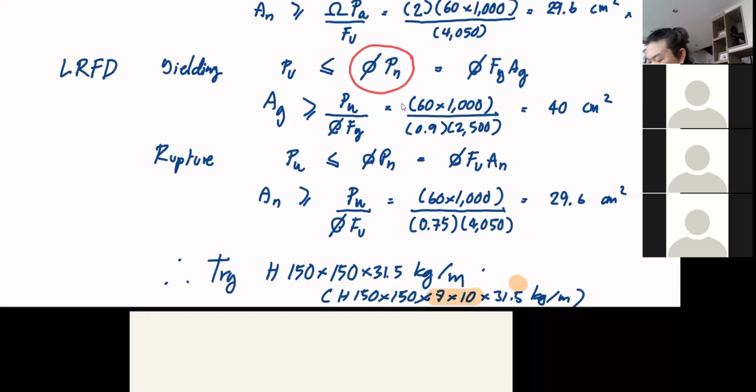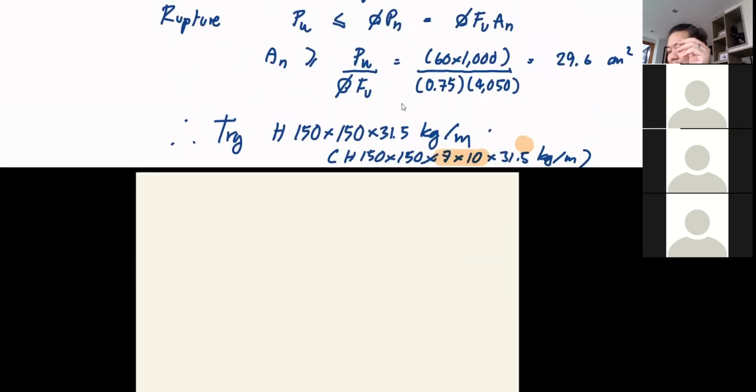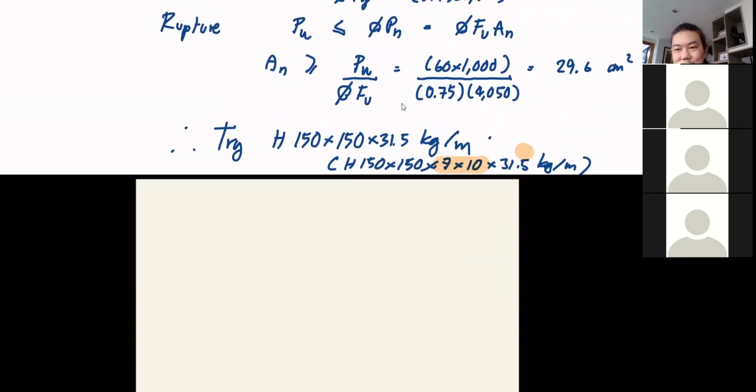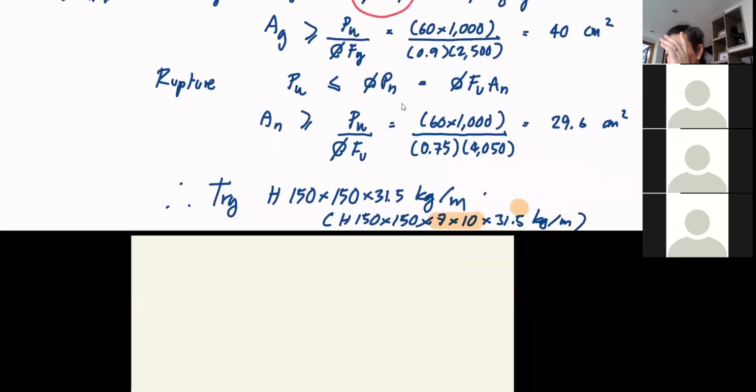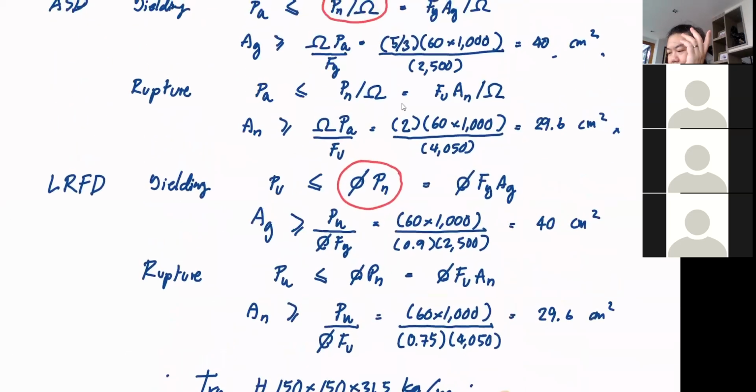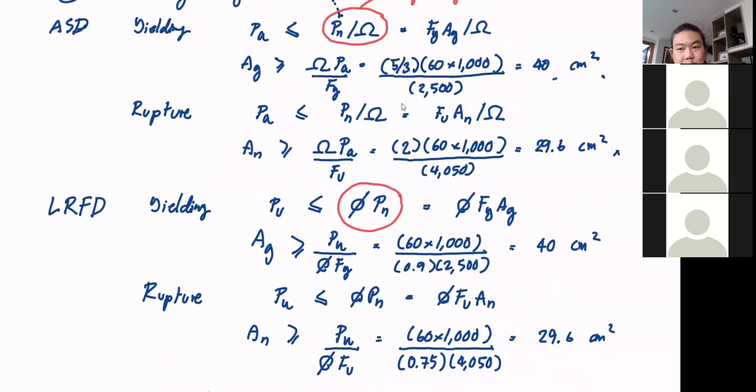So yeah, I ran out of paper. Up to this point, saying "I'm going to try this section" is a bit silly in a way, because you pick the section based on your preliminary calculation. But there are many times when you select your preliminary section and you have to check other failure modes that you could not investigate from the beginning.